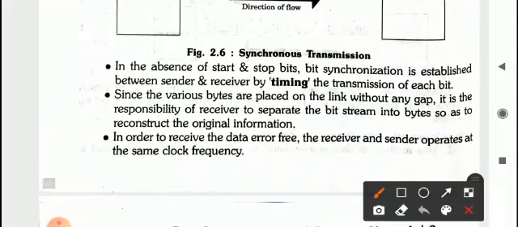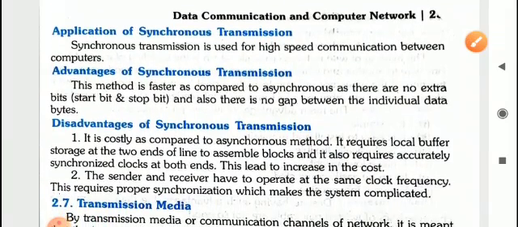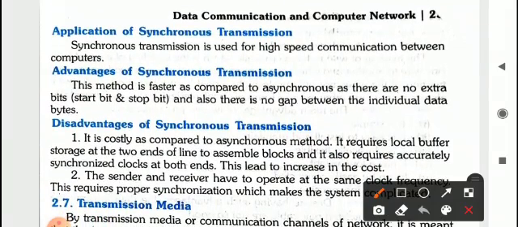Okay. Next we have, in the absence of start bit and stop bit, bit synchronization is established between sender and receiver by timing of the transmission of each bit. Okay. Now what are its applications? It is applicable for high speed communication between computers.